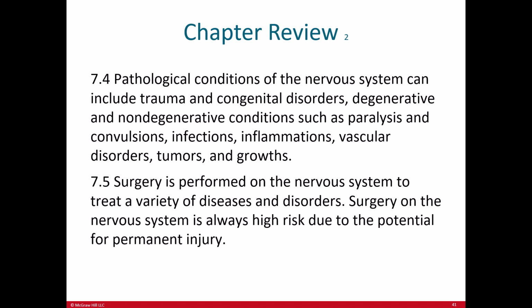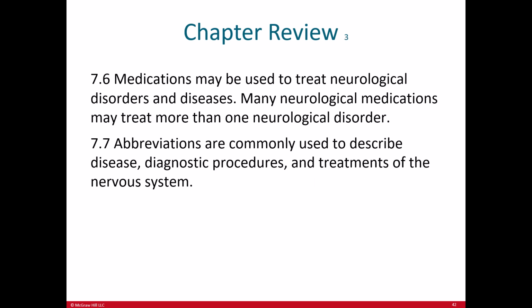7.4. Pathological conditions of the nervous system can include trauma and congenital disorders, degenerative and non-degenerative conditions such as paralysis, convulsions, infections, inflammations, vascular disorders, tumors, and growths. And 7.5, surgery is performed on the nervous system to treat a variety of diseases and disorders. Remember, surgery on the nervous system is always high risk due to the potential for permanent injury. 7.6, medications may be used to treat neurological disorders and diseases. And as we said before, many neurological medications may treat more than one neurological disorder. And finally, 7.7. Abbreviations are commonly used to describe diseases, diagnostic procedures, and treatments of the nervous system.